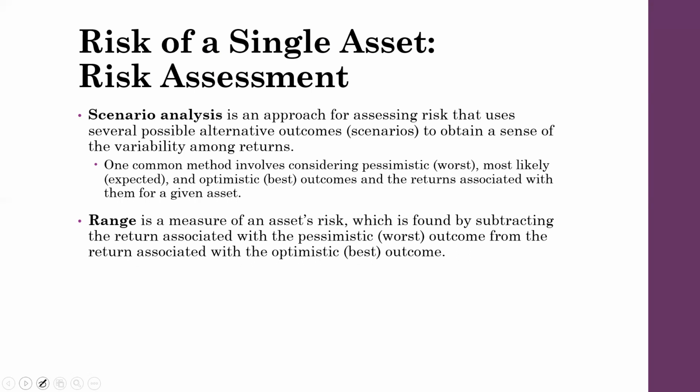So sometimes we say what's the worst thing that could happen, what's the most likely thing to happen, and what's the best thing that could happen. So the range is the measure of the asset risk, which is found by subtracting the return associated with the worst outcome from the return associated with the best outcome. So this scenario is going to tell us what's that expected return if we have a worst condition, a most likely condition, and a best condition.